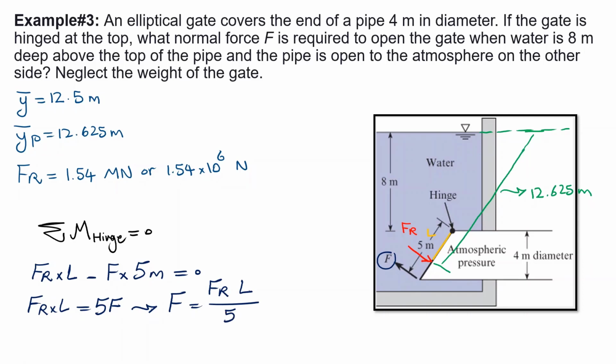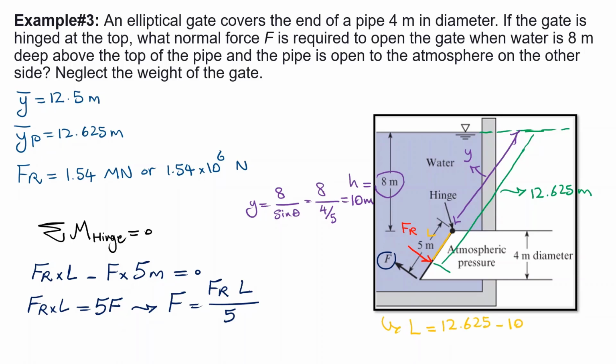Now, how to find L? In order to find L, we need to find this slant distance over here, right? We have the depth, which is 8, so this is basically h. If I want to find this distance, y would be 8 divided by sine of theta, which is 8 divided by 4 over 5, which would be 10 meters. All right, so now L would be 12.625 minus 10, which is 2.625 meters.